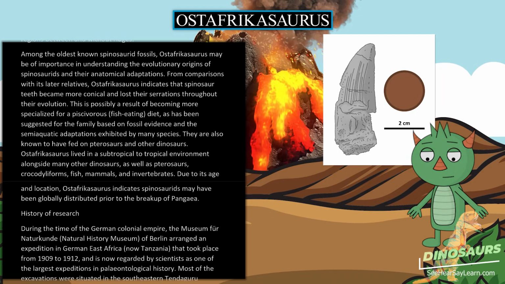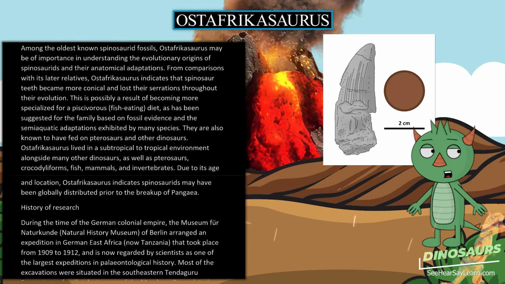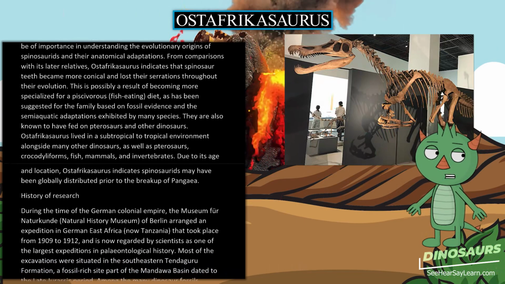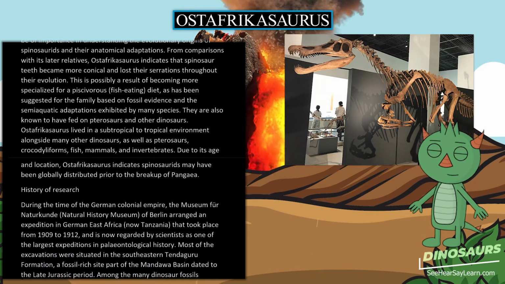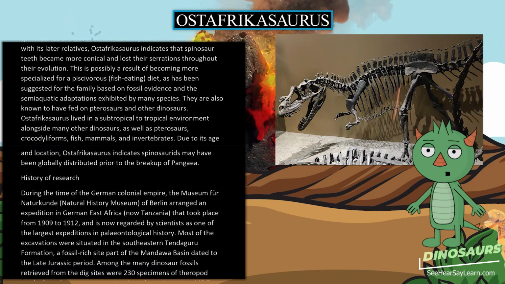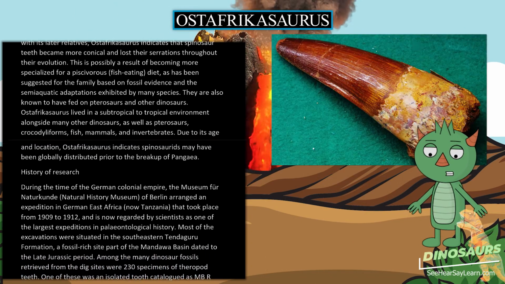Ostafrikasaurus lived in a subtropical to tropical environment alongside many other dinosaurs, as well as pterosaurs, crocodiliforms, fish, mammals, and invertebrates. Due to its age and location, Ostafrikasaurus indicates spinosaurids may have been globally distributed prior to the breakup of Pangaea.